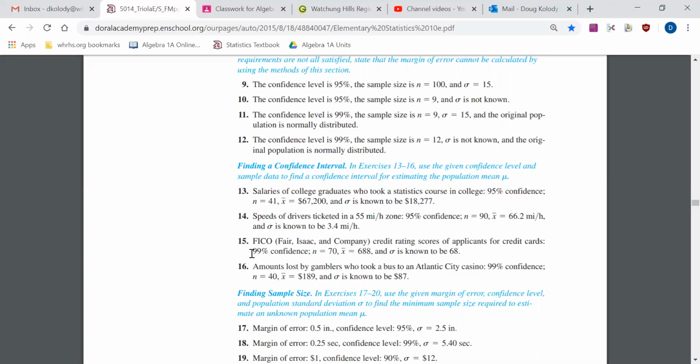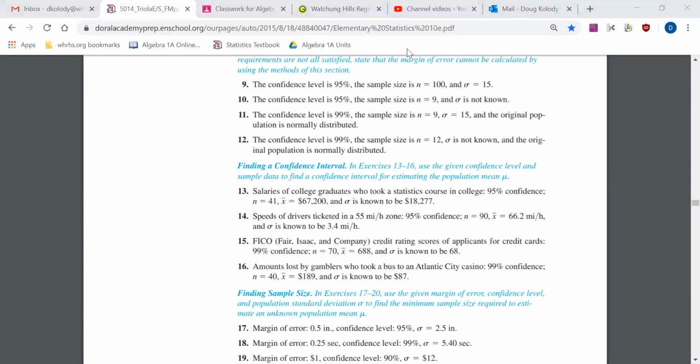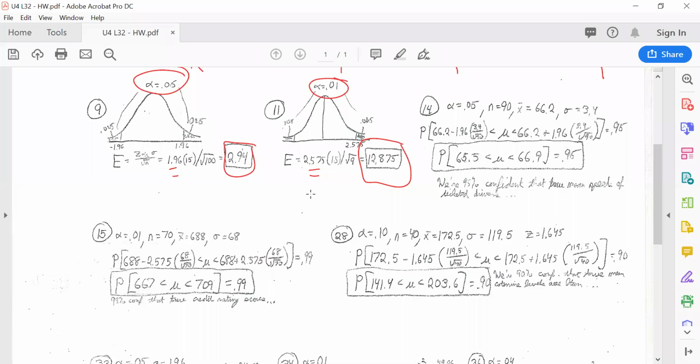Before I even go back, so I don't have to keep flipping back and forth, 15 is a 99% confidence interval, 2.575. And sample size 70, X bar is 688. That's what we're building the interval around, 688. And sigma is 68. So since 14 is a 95% confidence interval, what's the z-score?